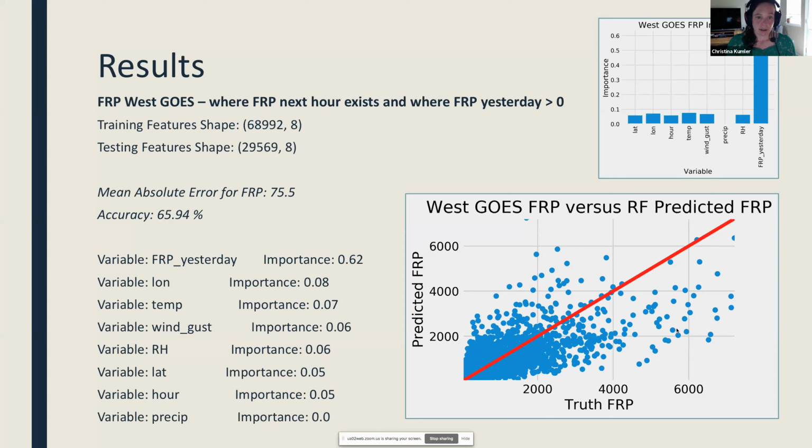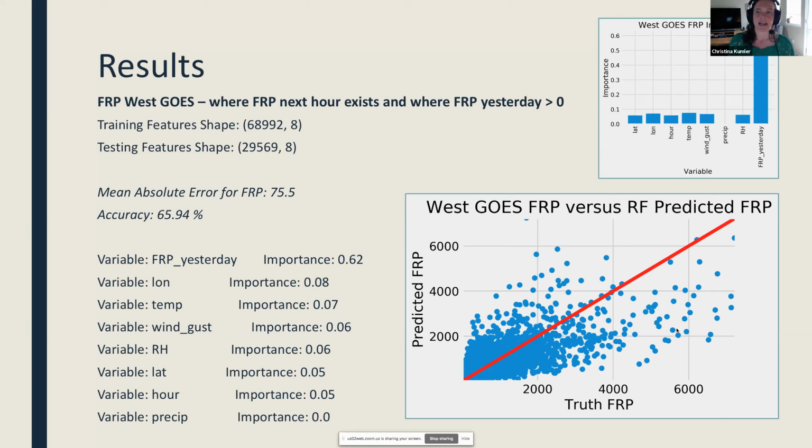The mean absolute error for the FRP that we found was about 75.5, and the variables we chose to include were the FRP from yesterday, the longitude, the temperature, the wind gust, the relative humidity, the latitude, the hour, and I included precipitation, but I might remove that from future models due to its 0 importance. What we can see on the upper plot on the right is a visualization of the importance numbers that you see.